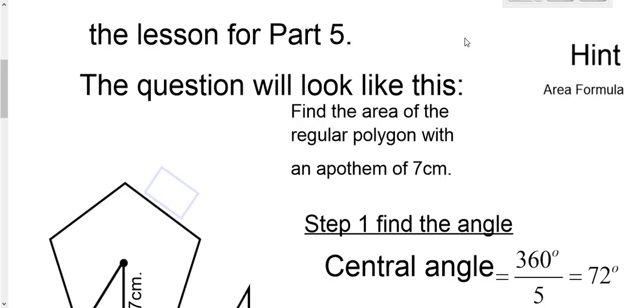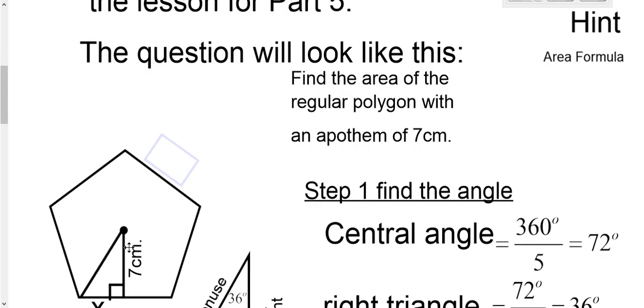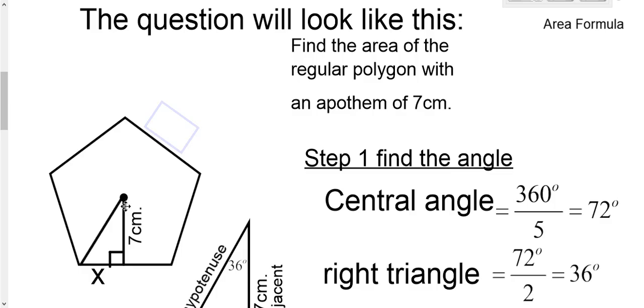A lesson for part 5, that example problem. Get ready to take some notes. We've got to find the area of a regular polygon with an apothem of 7. So we've got a little picture of it over here. I've got the apothem drawn in. We know this is the apothem right here, 7 centimeters.